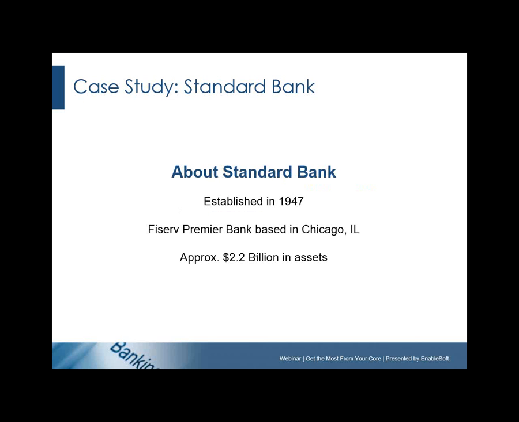A little bit about Standard Bank. We were established in 1947. We are currently a FiServ Premier Bank. We have been processed by FiServ Brookfield since 2006. We are based in Chicago, Illinois, with 40 branches in the Illinois and Indiana area, and approximately $2.2 billion in assets. Since I started my career here at the bank at the end of 2006, we have been using Foxtrot One. They were just changing over from Foxtrot LE to Foxtrot One, and that's where we are today.